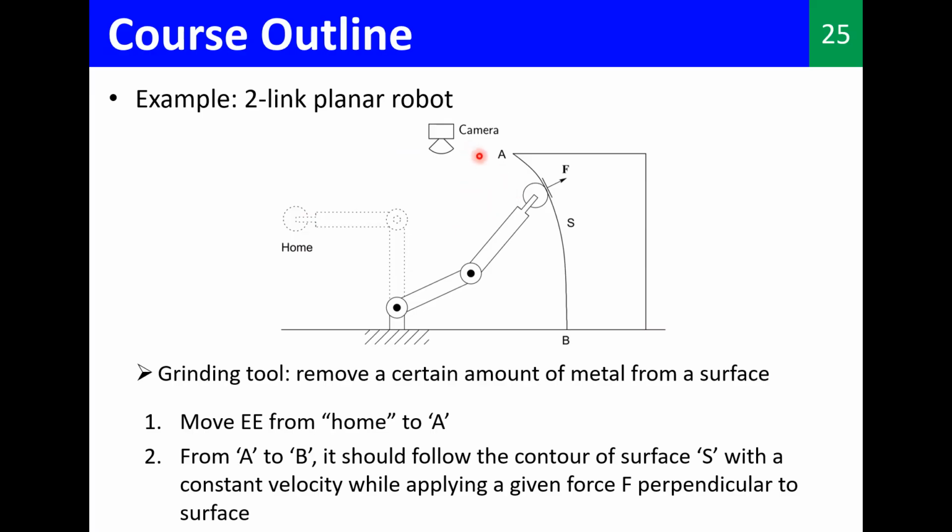But the next step is to move from A to B. Let's say we are given a certain contour, or it can be some polynomial function or whatever it is. So there is some equation that we have been given to move the grinding tool from A to B. While we are doing that, we need to maintain some velocity, and it should also apply a certain force, because otherwise it will not grind this surface. So these are the requirements: we need to move at a certain velocity and apply a certain force.